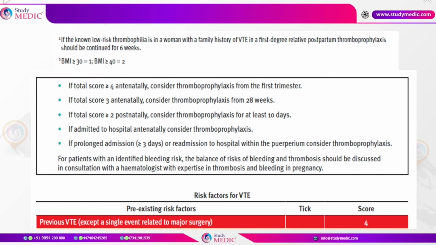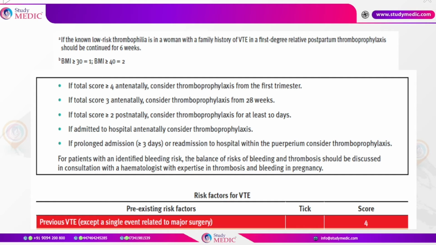If the total score is more than or equal to 4 antenatally, then you need to consider thromboprophylaxis from the first trimester itself. If the score is 3 antenatally, then you need to consider it from 28 weeks onward. If the score is more than or equal to 2 postnatally, then you need to consider thromboprophylaxis for at least 10 days. If the patient is admitted into the hospital antenatally, then you need to consider thromboprophylaxis. And whenever there is a prolonged admission, which is 3 days or more, or readmission to the hospital within the period, you need to consider thromboprophylaxis.